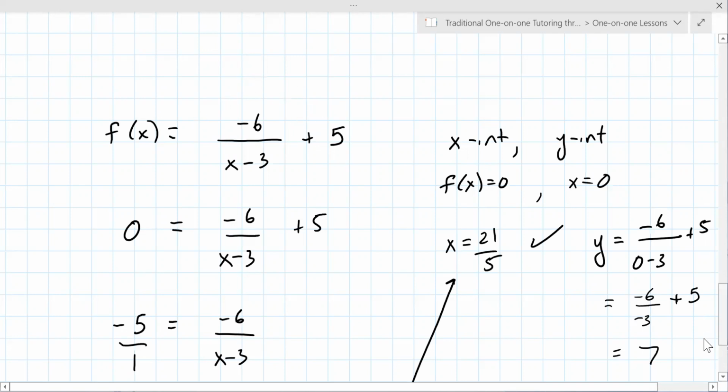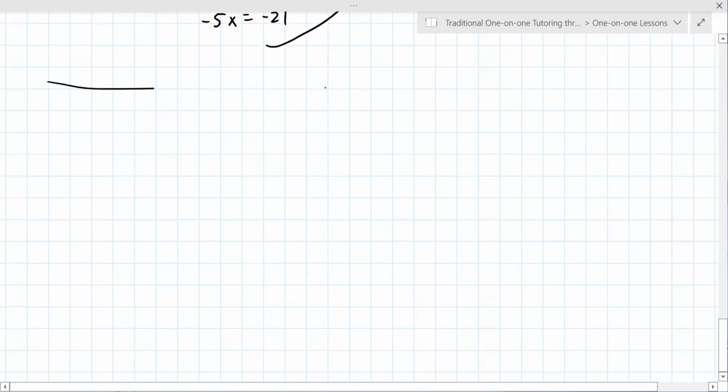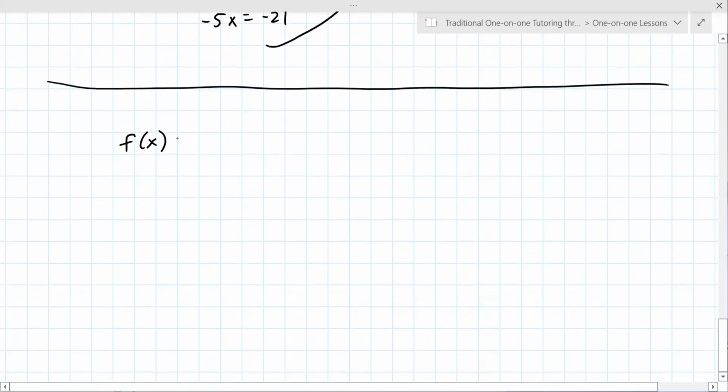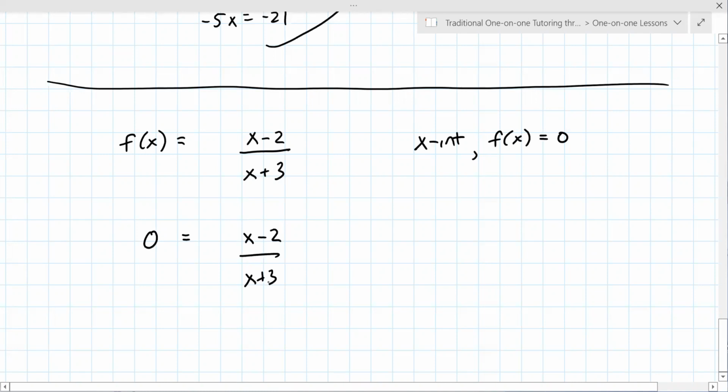Okay. So we're about to get to holes, but I'll make one final point. Let's say you had a problem like x minus 2 over x plus 3. To find the x-intercept, you're still setting f of x equal to 0. You're still going 0 equals x minus 2 over x plus 3. But the only way the thing on the right hand side is 0 is if the numerator is 0. So that's why you only set the numerator equal to 0. It's sort of a shortcut, but it always works.